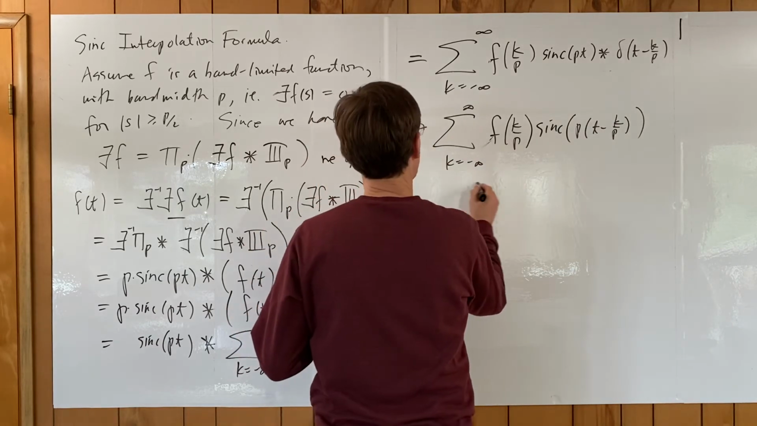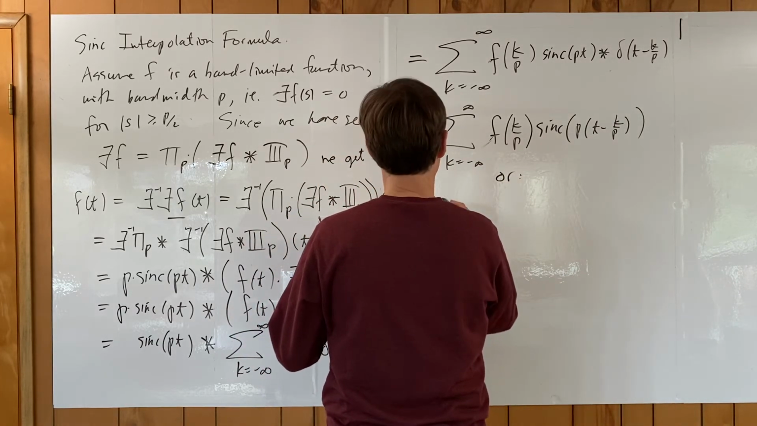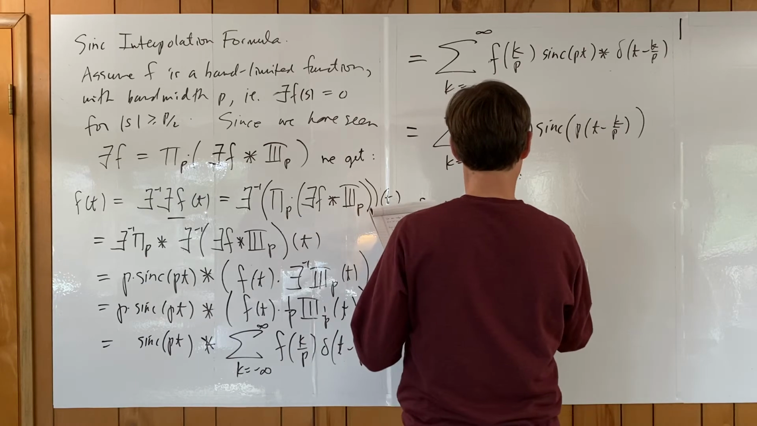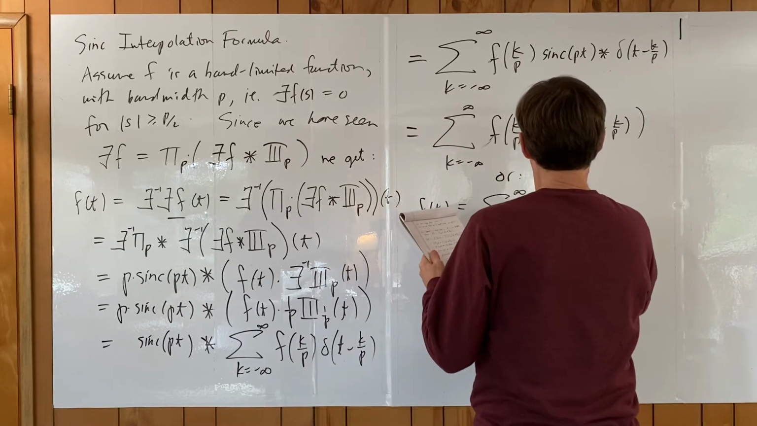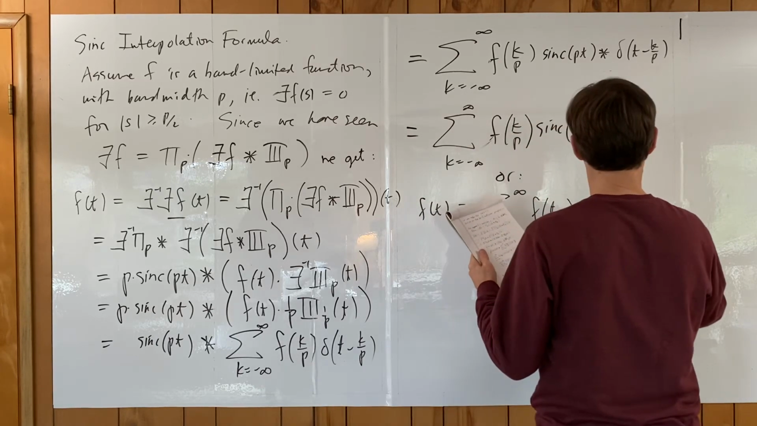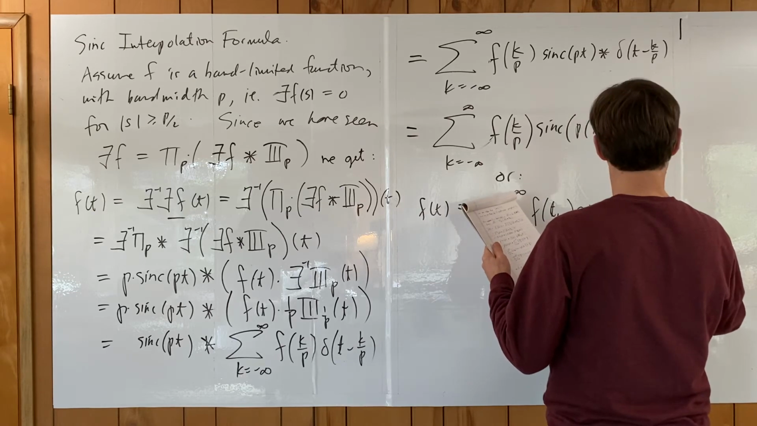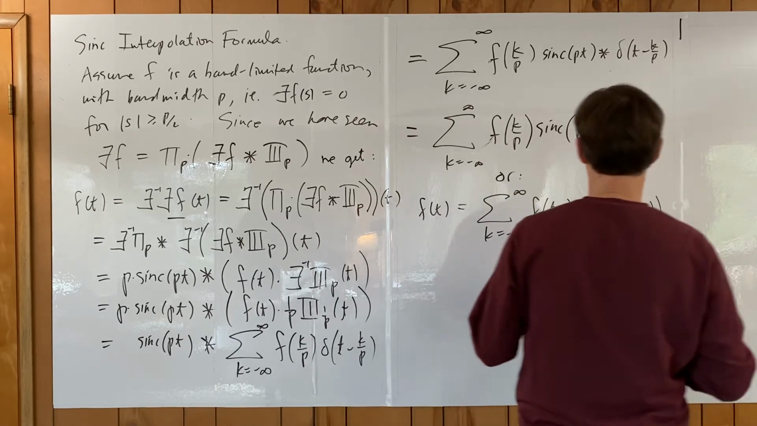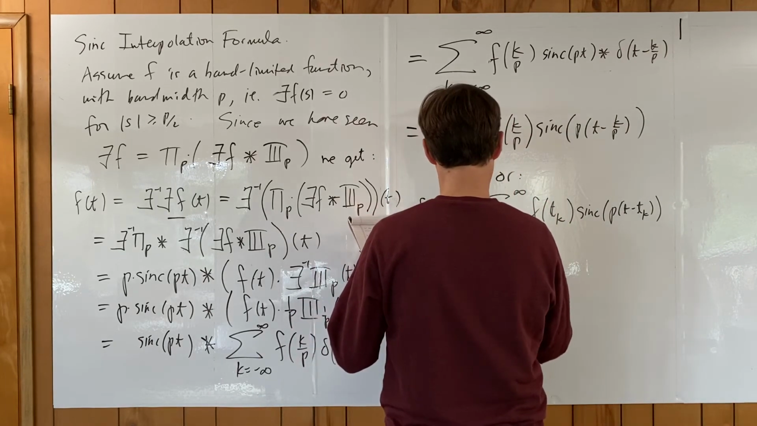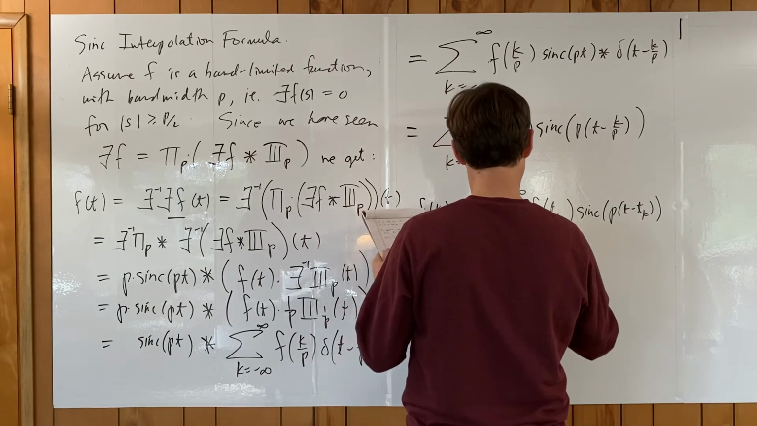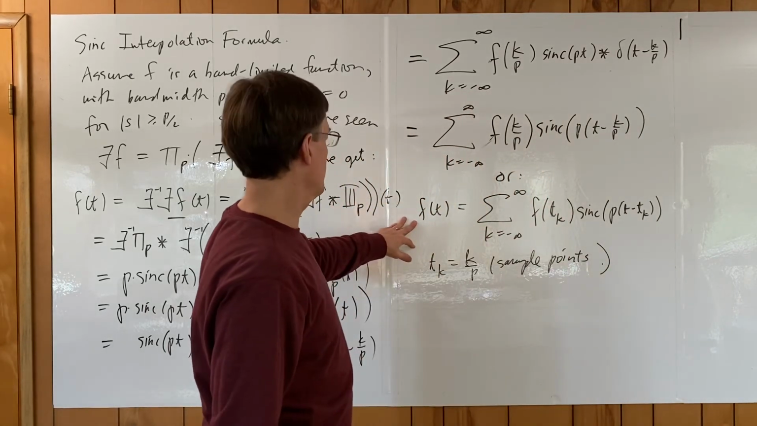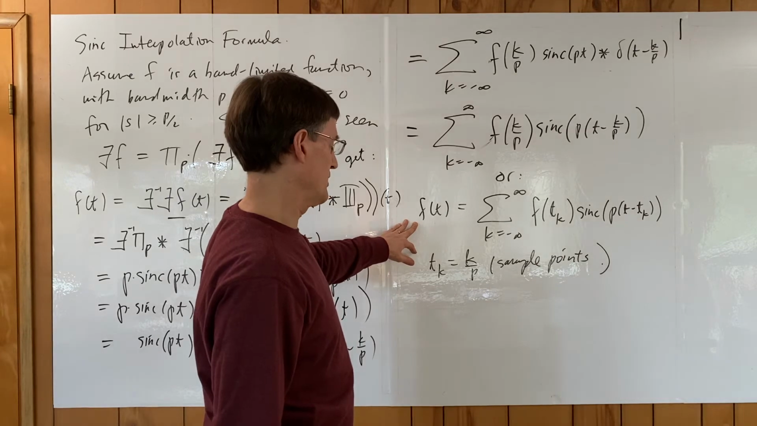We can also rewrite that, if you like, in the following way. f of t is the summation k equals minus infinity to infinity of f of t sub k, and then sinc of p times t minus t sub k. Okay, and then here t sub k is just k over p. These are the sample points. Right, so here's our final sinc interpolation formula.